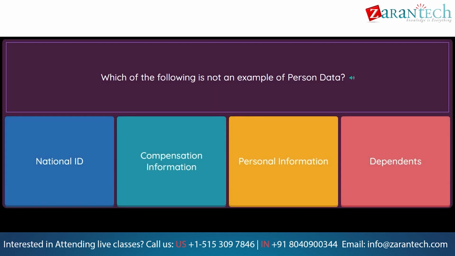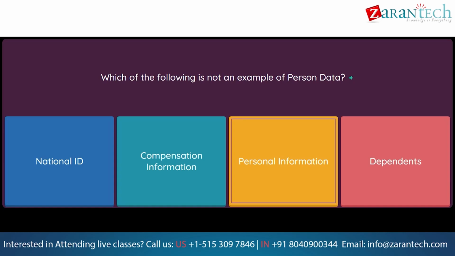Question, which of the following is not an example of person data? Option 1, national ID. Option 2, compensation information. Option 3, personal information. Option 4, dependents.